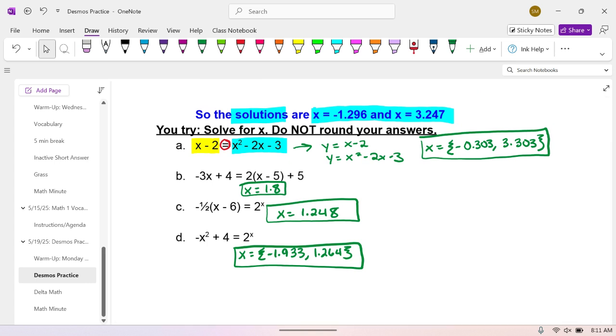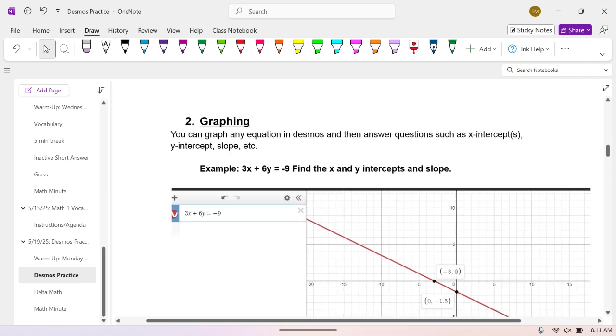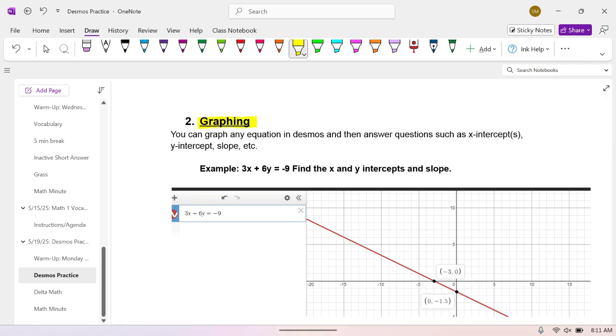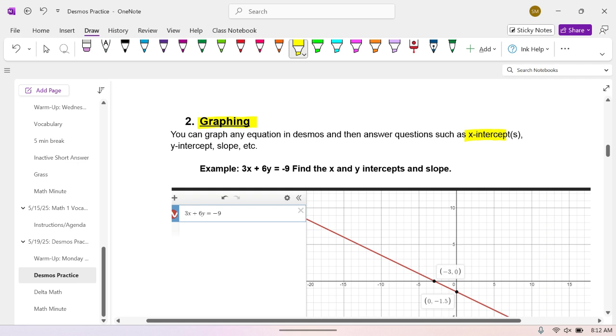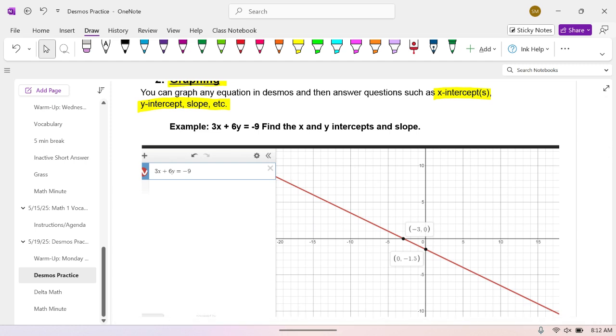All right. Now we can use Desmos for what we're pretty much used to, which is the graphing side. So the second way we can use Desmos is obviously for graphing. Now, you can graph an equation in Desmos and then answer questions such as what the x-intercept is, y-intercept is, slope, whatever. Typically, you want to do this one, especially if it's in slope-intercept form, but also if it's not in slope-intercept form and they're asking you, okay, what's the slope?